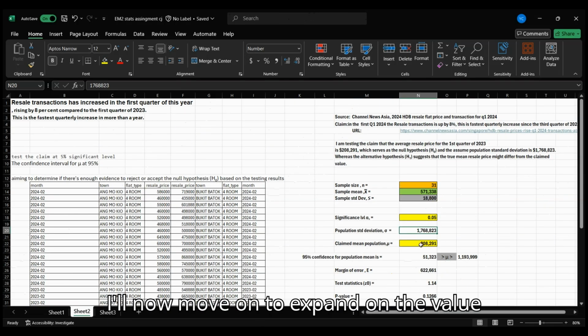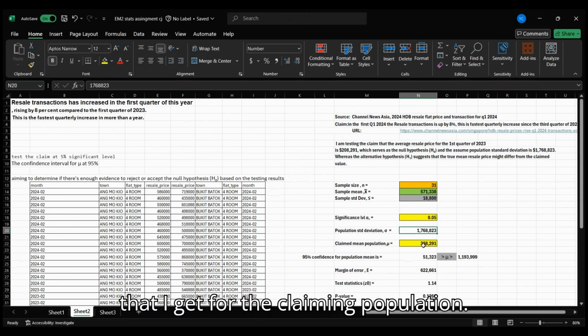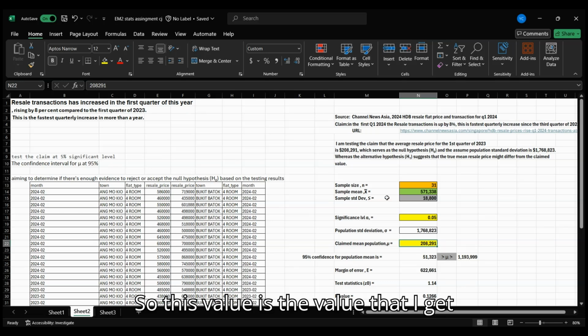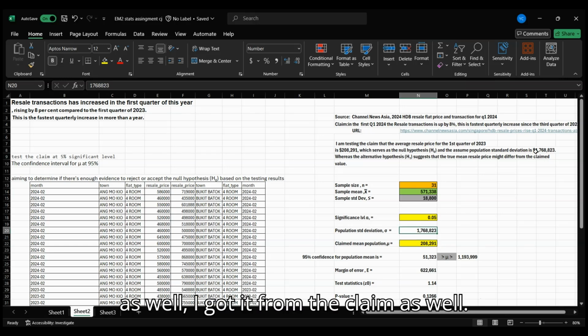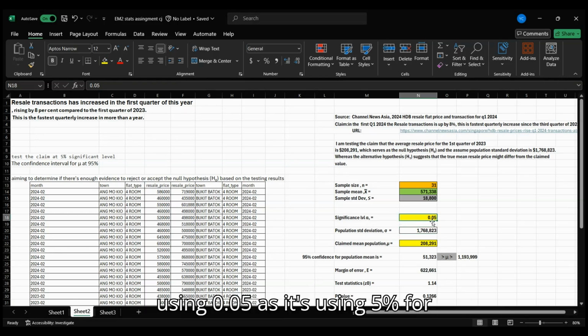I'll now move on to explain the value that I get for the claimed population mean. This value is the value that I get from the claim. Similarly, the population standard deviation value, I got it from the claim as well. As for the significance level, I'm using 0.05, as it's 5% for the significance level.